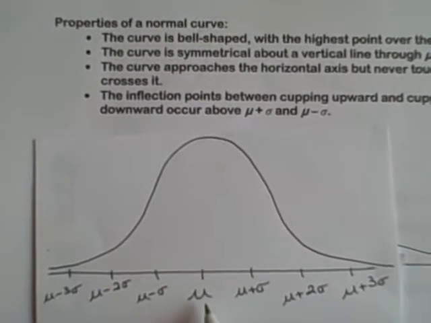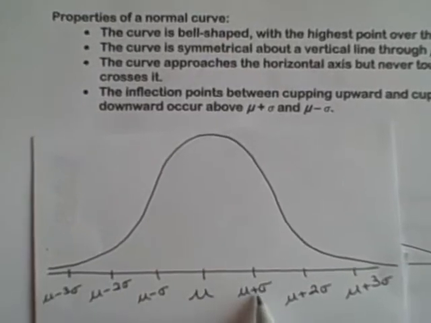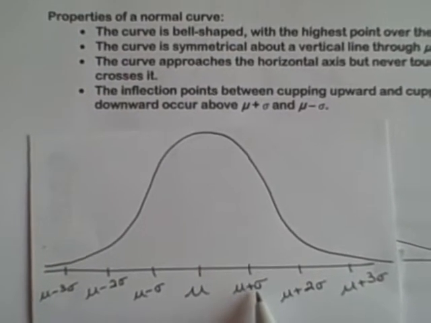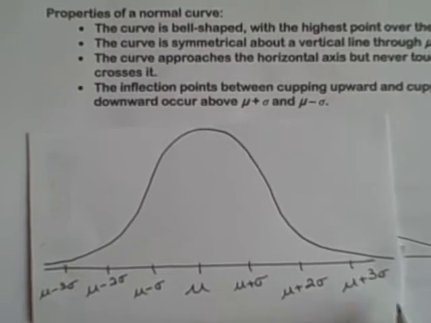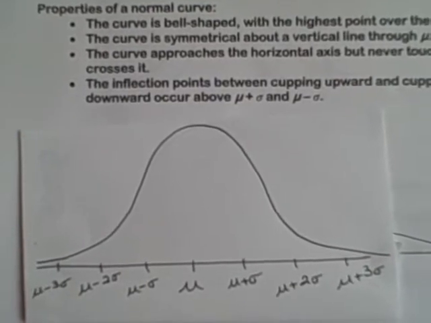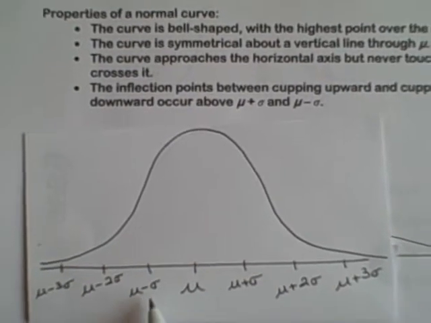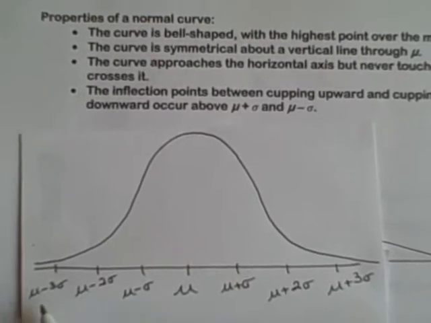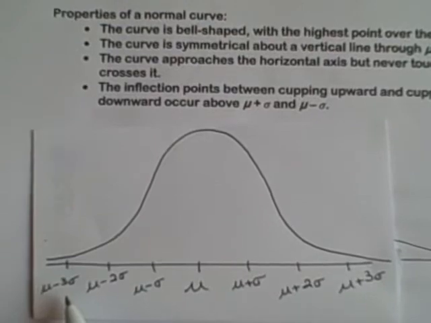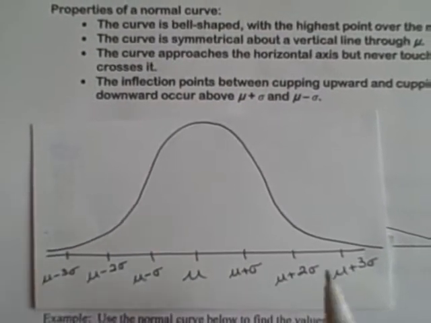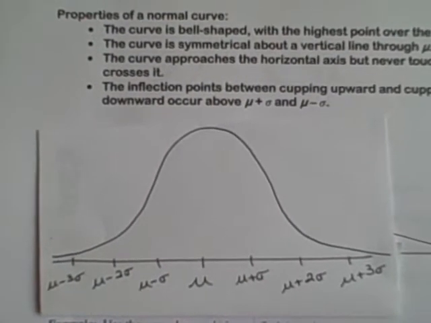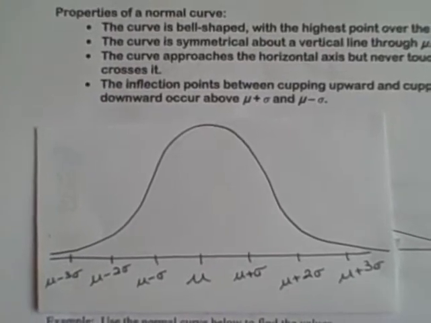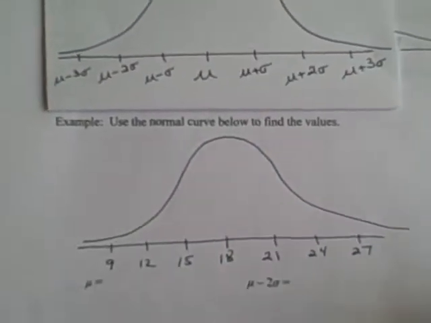And we go out standard deviations. This means 1 standard deviation above the mean, 2 standard deviations above the mean, 3 standard deviations above the mean, 1 standard deviation below the mean, 2 standard deviations below the mean, 3 standard deviations below the mean. Okay, so you've got your normal curve. We always go out 3 standard deviations. Okay, so let's look at this example.